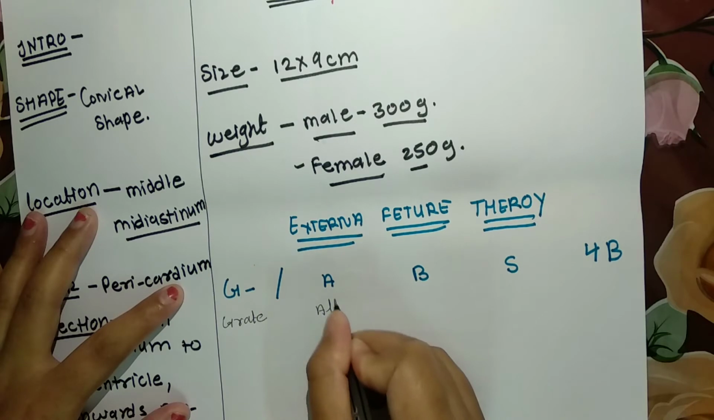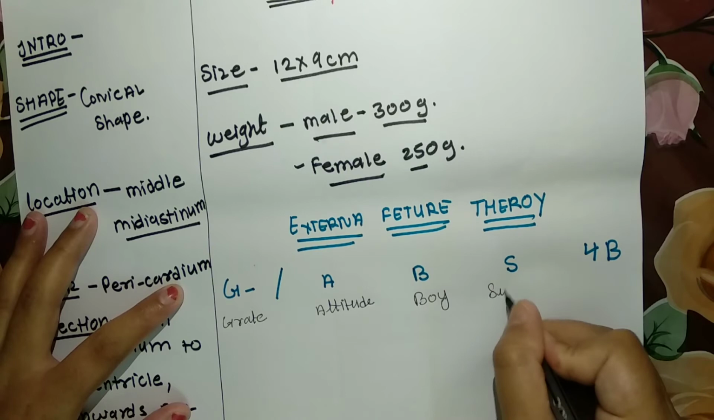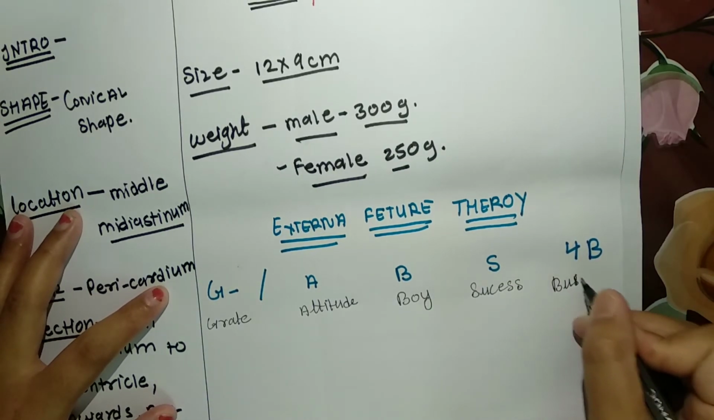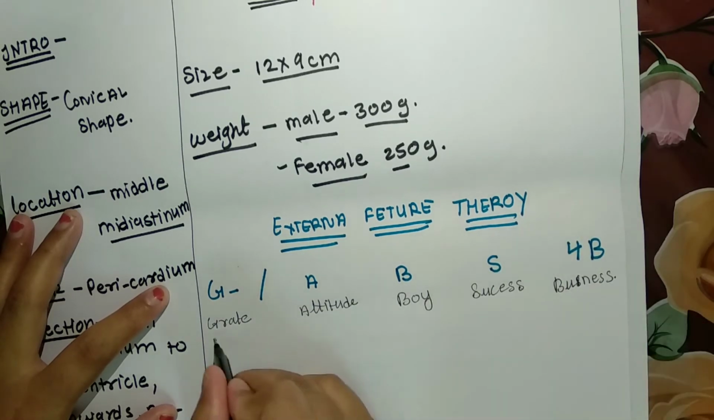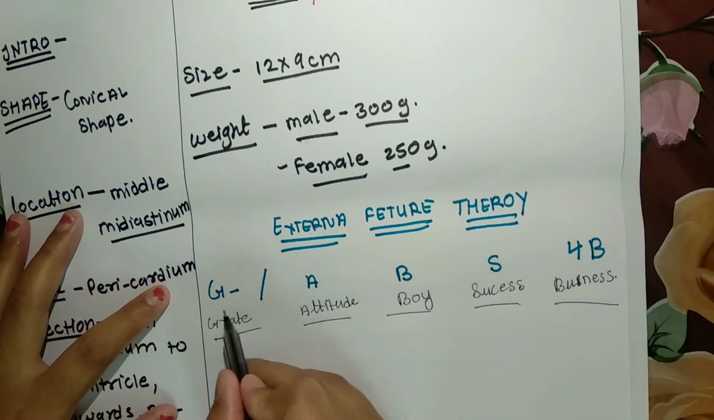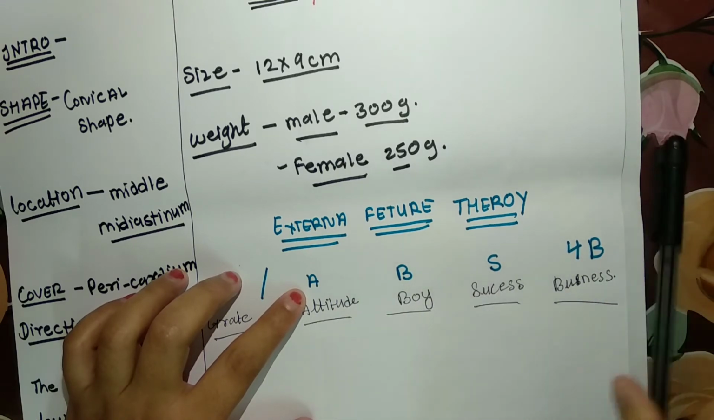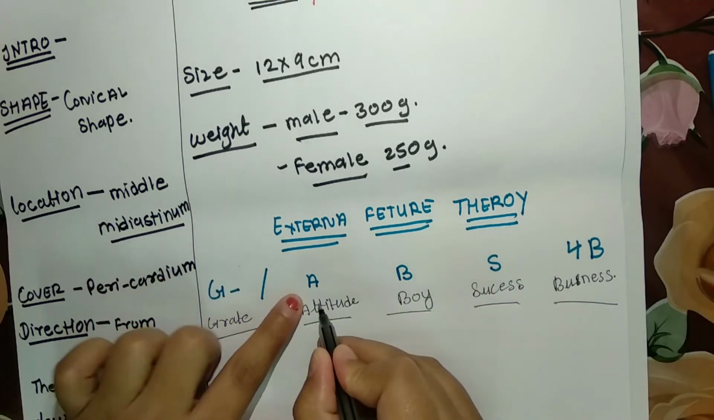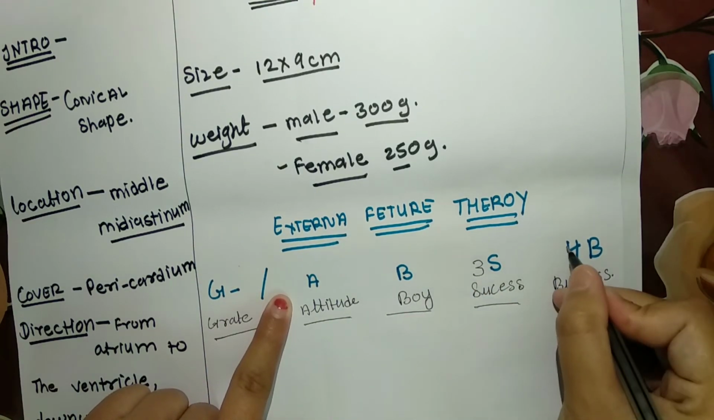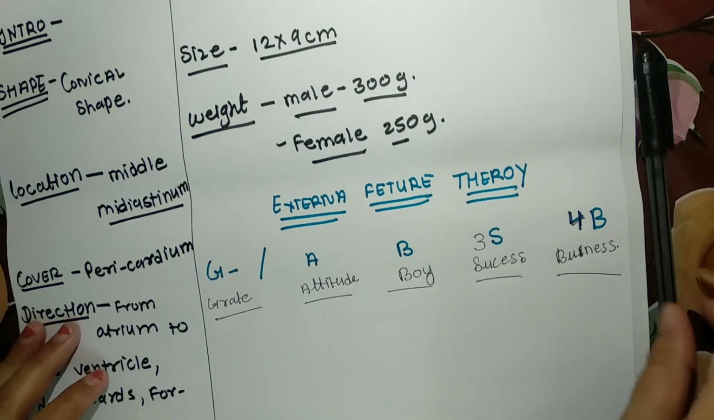Great attitude boy, success in business. Okay, this is the mnemonic of the external features of the heart. Leave this G here, start from here, count A, 1, 2, 3, 4. So S is 3, right? Don't count this one, start from here, 1, 2, 3. Here we have written 4.